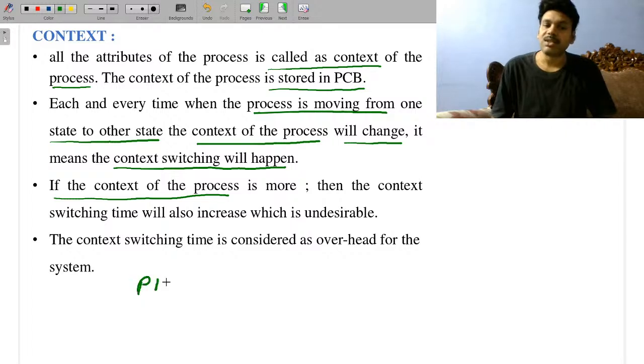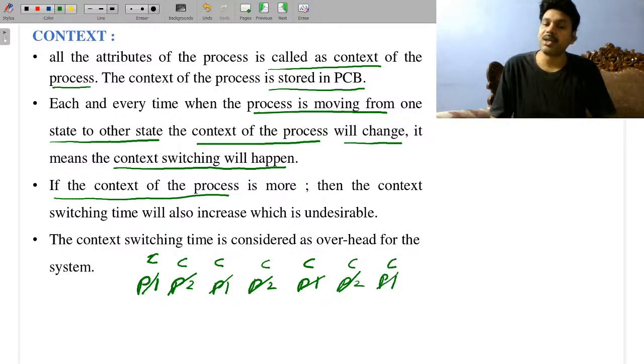For example, first P1 is in the CPU, then P1 is killed by P2. Then P2 occupies the CPU. Then P2 is killed by P1, then P1 occupies the CPU. Then P2 enters, then P1 enters, then P2 enters again. See how many times they are killing or preempting each other. Therefore, the CPU is busy in context switching only, so there is no productive work in this case. Productive work means the CPU executing the process, but here it is busy with this kind of context switching, which leads to the concept of overhead, which is undesirable.